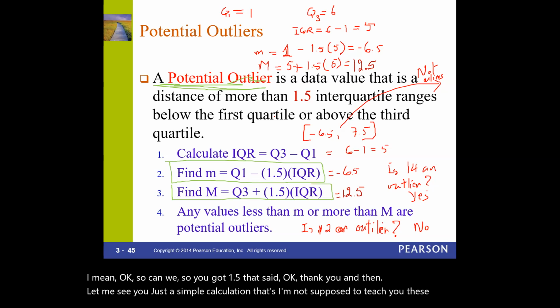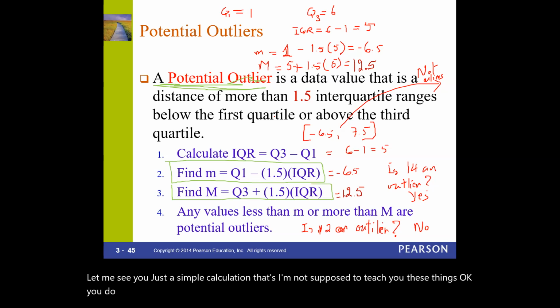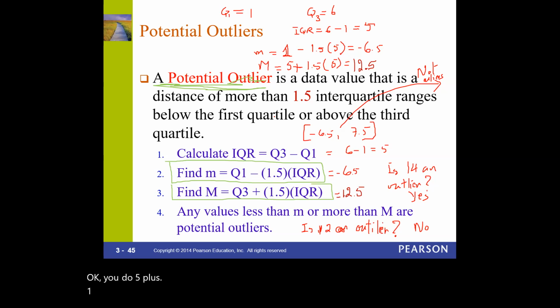Okay, you do 5 plus 1.5 times 5. That gives you 12.5. Not 6 plus, it's 5 plus. All right. The median was 5, right? I'm sorry. When the interquartile was 5, right here, we did 6, take away 1, give you 5. That's how I got the interquartile.